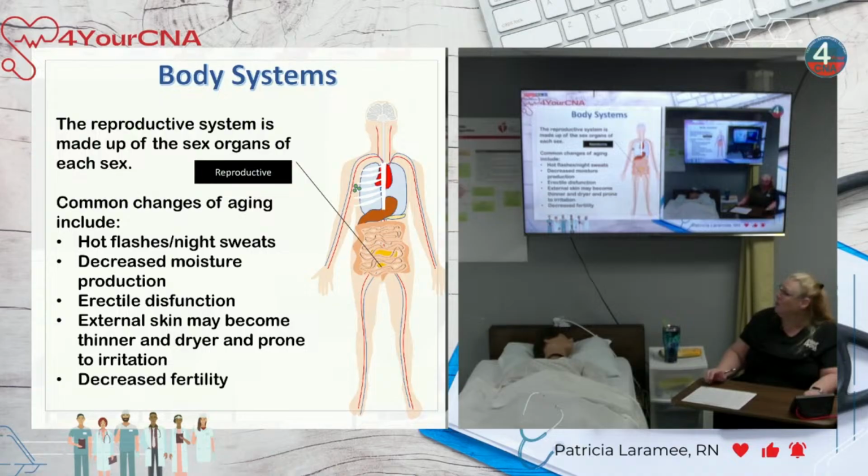Now, hot flashes or night sweats in young people is a cause of concern. We have to check that out. But night sweats in older individuals, pretty common.